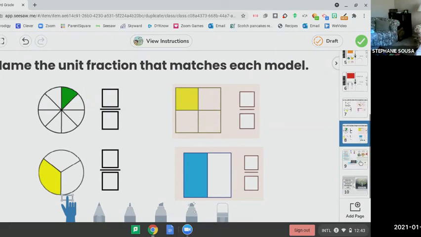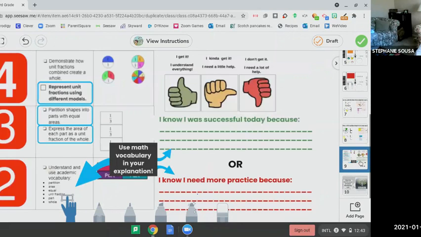Okay. On 9, as always, you are going to rate yourself according to your success criteria. You are going to use math vocabulary in that explanation. So I know I need more practice because it was hard is not an explanation. You might say something like, I know I need more practice because I don't know what a unit fraction is. Now your teacher knows how to help you.